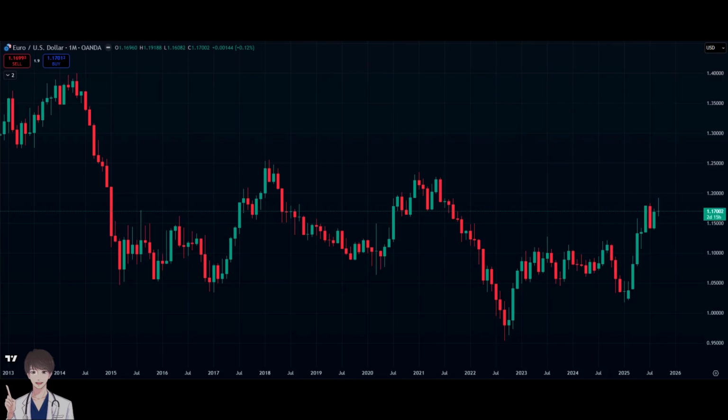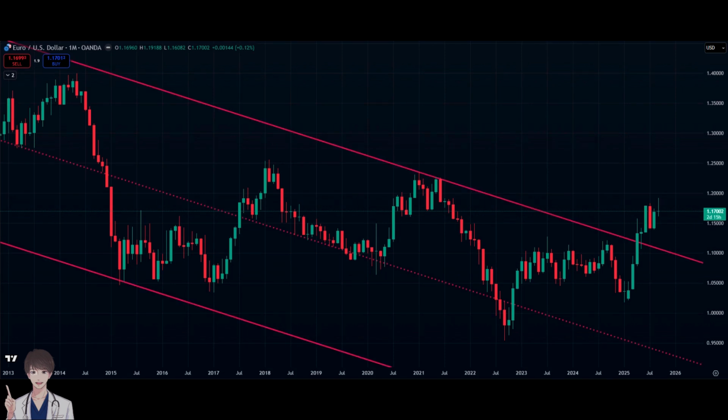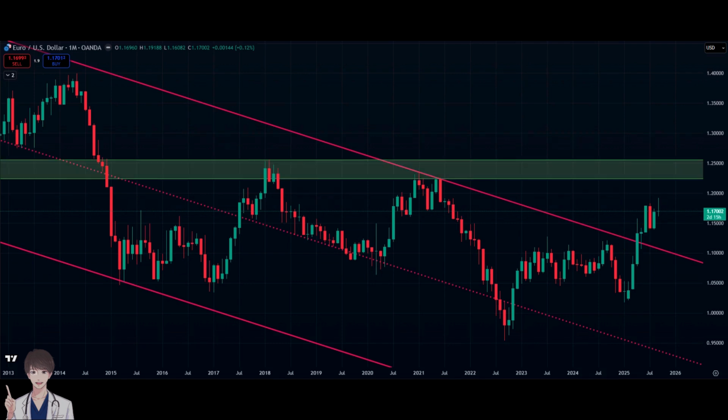Next, let's move to the monthly chart. Here too, the downtrend seen on the quarterly chart has been broken to the upside. On this timeframe, the notable high is the green zone around 1.22 to 1.25, and the notable low is the blue zone around 1.09 to 1.12.